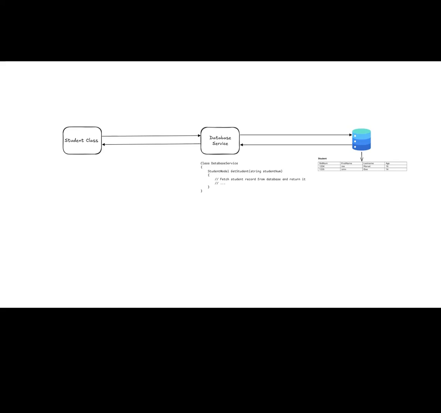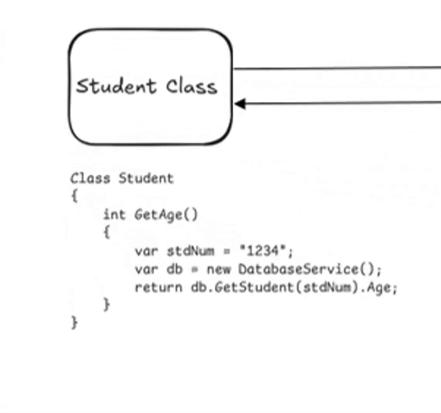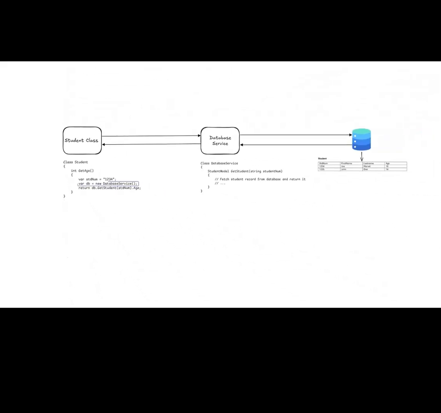Lastly, we have a student class which needs to fetch a student record. It has a GetAge method to fetch a particular student's age. It creates an instance of the database service class, calls the GetStudent method to pull the student record for student number 1, 2, 3, 4, and finally it returns its age property. In this example, we new up the database service in the student class in the GetAge method, and then we use the created object.